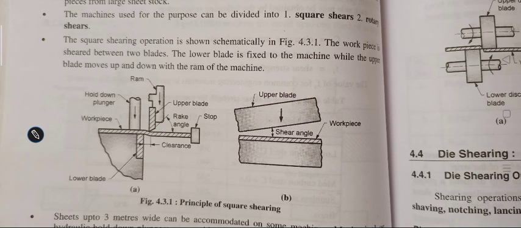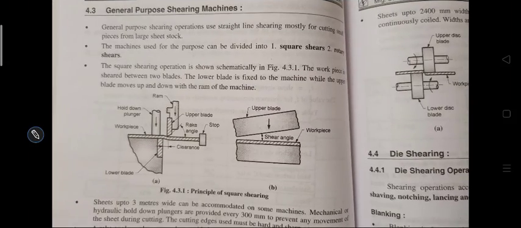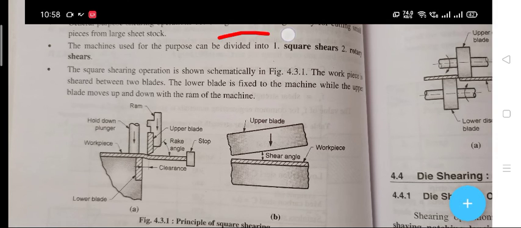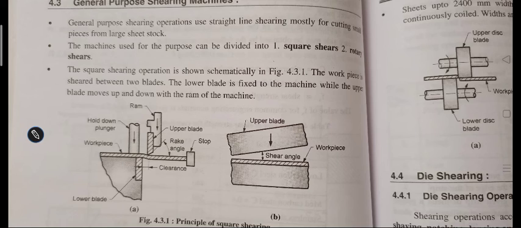So general purpose shearing operations use straight line shearing. We're using it for straight line shearing, mostly for cutting small pieces from the large sheet stock.